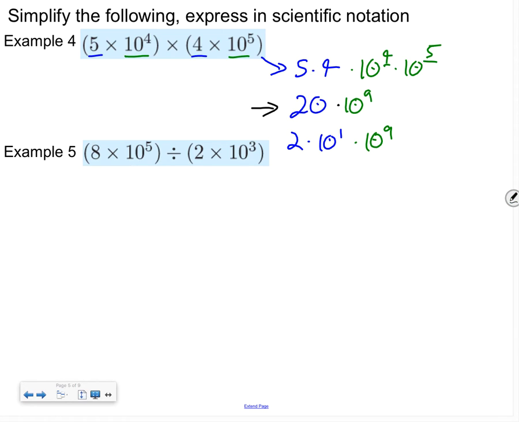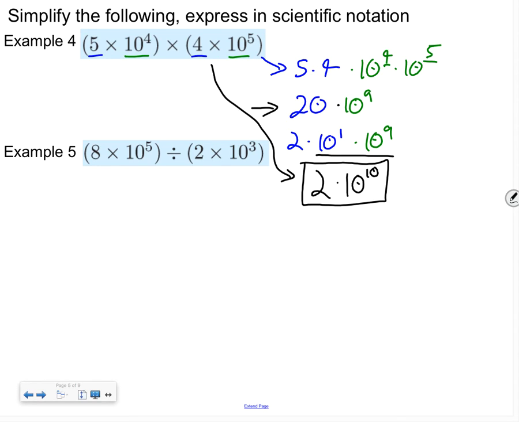that I have powers of 10, I'm going to combine these again. And I'm going to get 2 times 10 to the 1 plus 9, which is 10. Okay? And just by looking at this, I can see that this number is larger than these other numbers, because of the power of 10. Okay? So now with division, I'm going to do a similar type process.